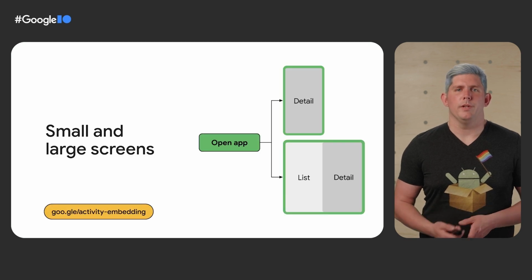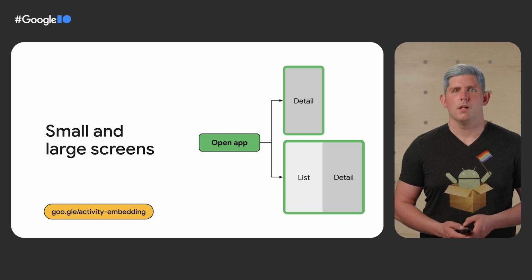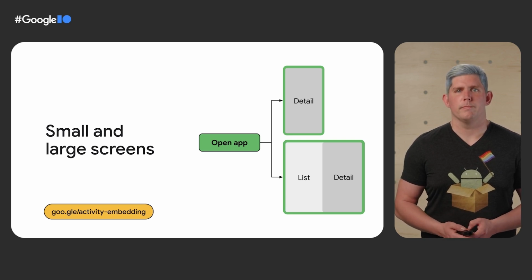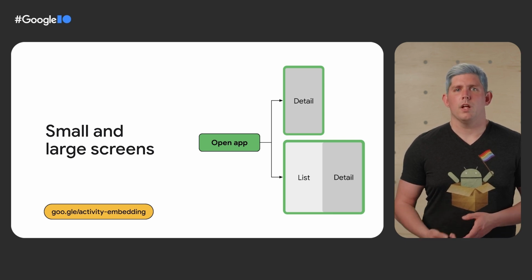The activity embedding APIs will automatically choose the right presentation based on the available screen space and the settings that you provide. This means that you don't need to handle these checks and branch conditions in your code to handle different window sizes. The library also supports screen and window size changes at runtime, like folding or unfolding a device and entering multi-window mode. There's a lot more to the activity embedding APIs that we can't go over in this session, so please check out our activity embedding guide with the link you see here.